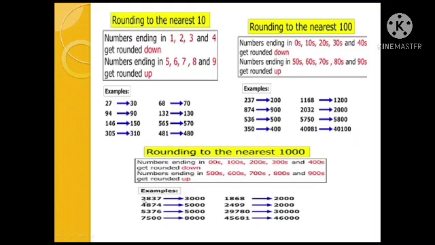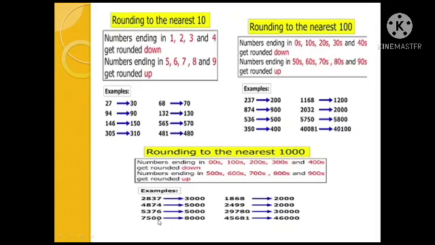Here 2800: 800 crosses 500, so that will become 3000. Here 4800: it crosses 500, so we have to round up, so 5000. 5376: 300, which is less than 500, so we have to round it down. So the answer will be 5000.